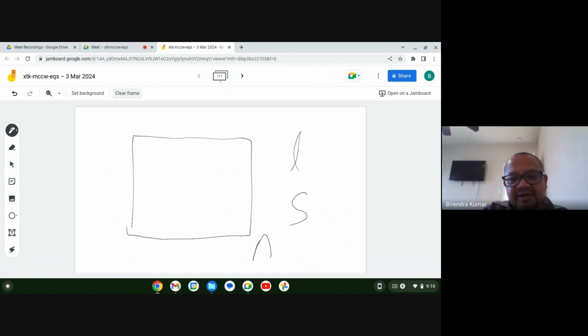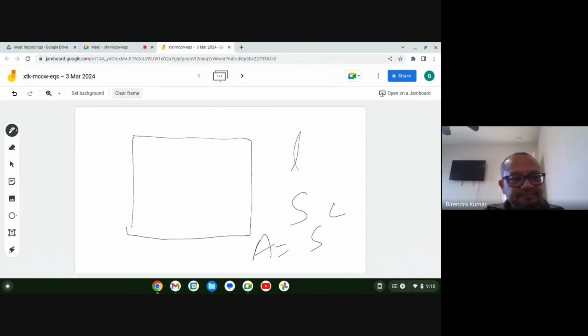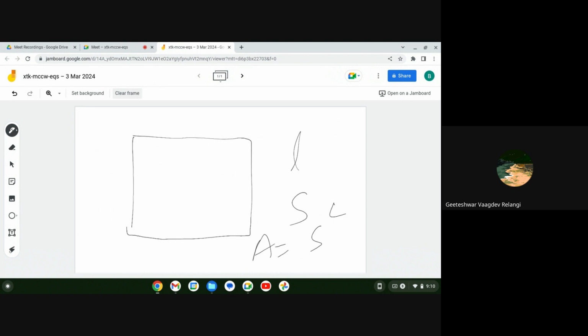The area of a square is side squared. Can we say width times width too? Yes, you can. He asked, can you say width times width too? Yeah, you can say that.